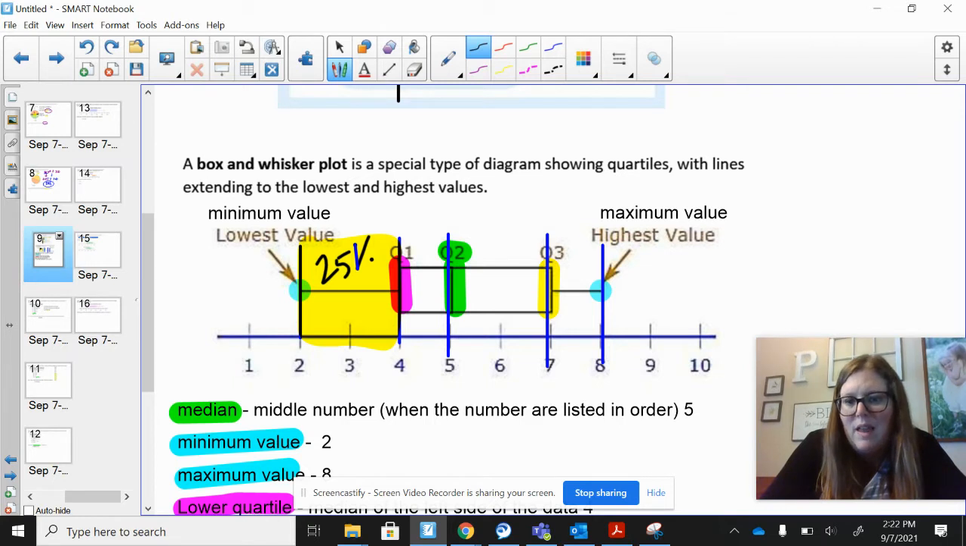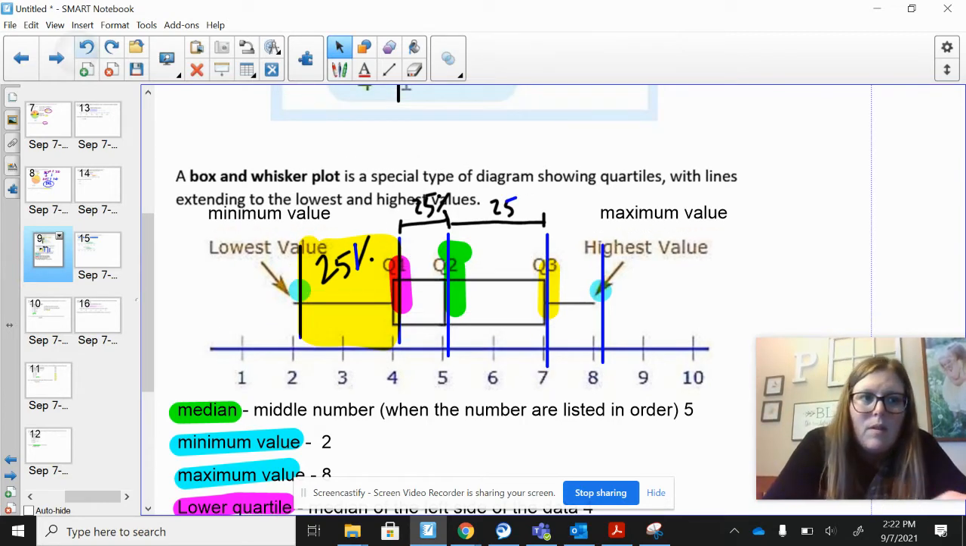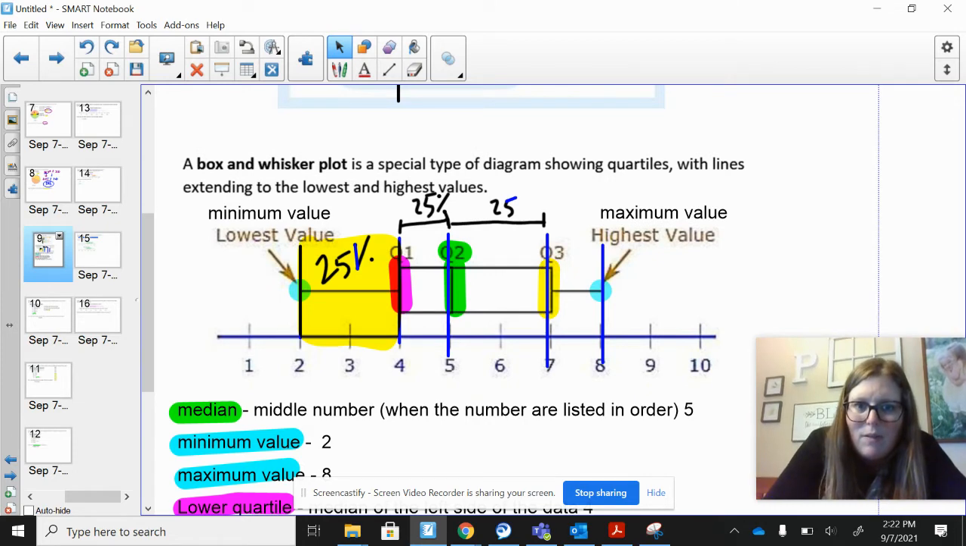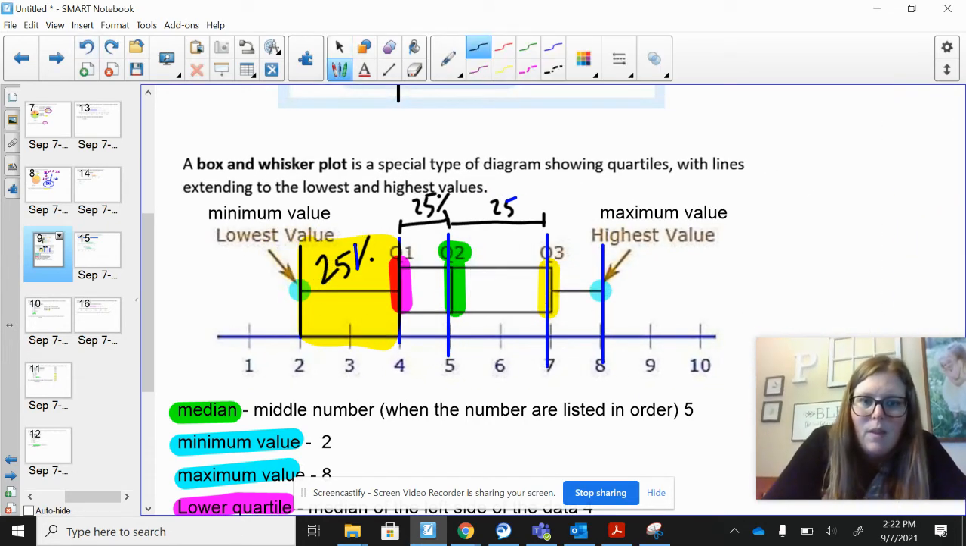25% of the data lives in that piece of any bar graph, or excuse me, any box and whisker graph. The next 25% lives from here to here. 25% lives here. And then 25% of the data lives here. And then from here to here is the other 25.